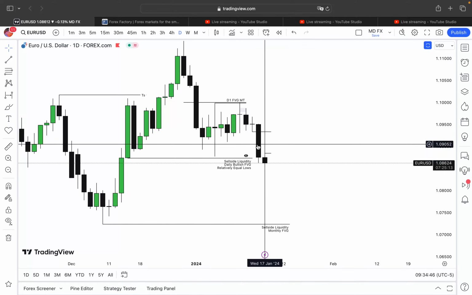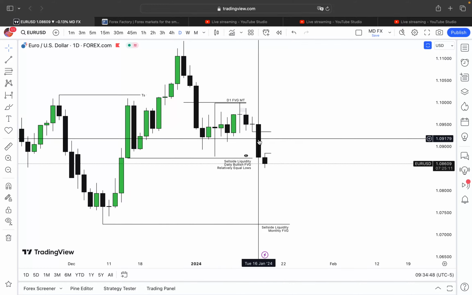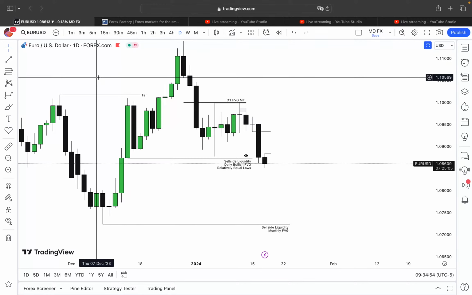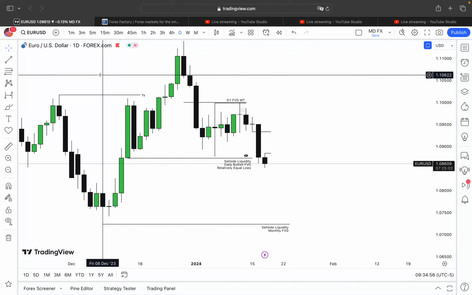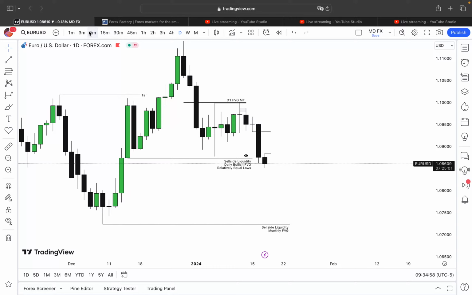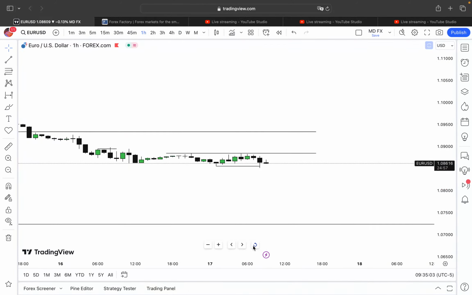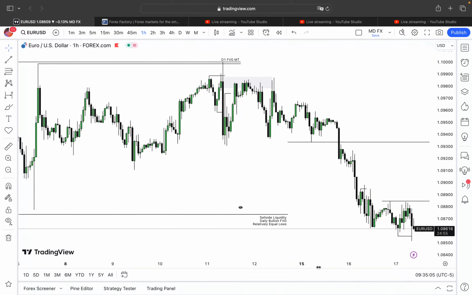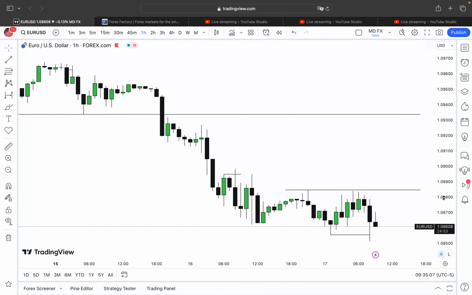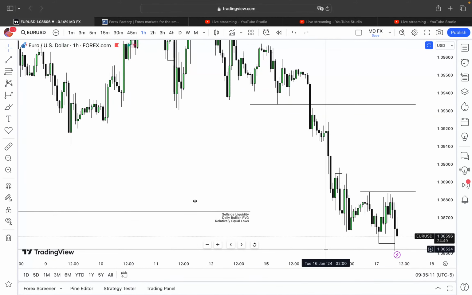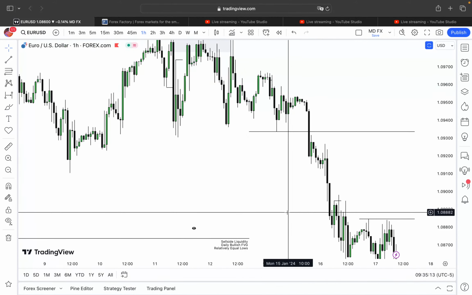So we are going to wait for a tag into this fair value gap. So for today, is there any drawn liquidity that price needs to tag? Not really, except if we look at it bullishly. Now let's go to the 1-hour time frame to see if we have any market structure shift to the upside. Do we have any market structure shift to the upside? No, we don't.